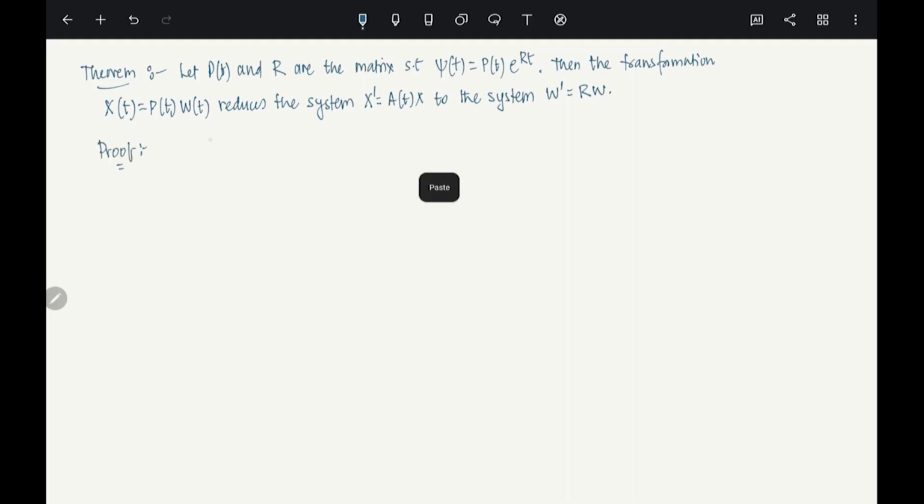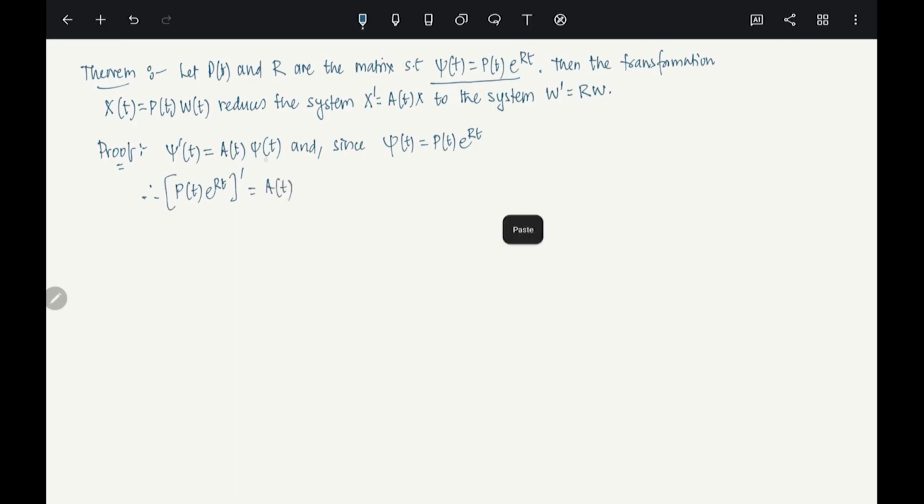Since phi is a fundamental matrix, phi prime of t is nothing but A of t times phi of t. And if you look at the theorem, since phi of t is nothing but P of t times e to the power Rt, we can take the derivative, right? Therefore the derivative of P of t times e to the power Rt is A of t times phi of t, which is P of t times e to the power Rt. Clear?